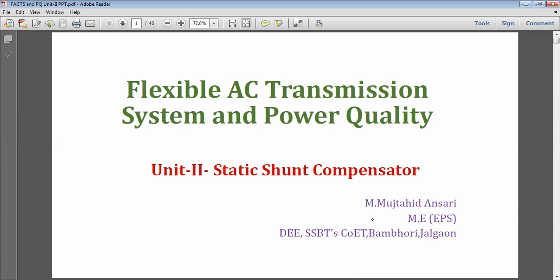Thus, shunt connected fixed or mechanically switched reactors are applied to minimize the line voltage under light load condition. So under light load condition, what happens? The voltage of the transmission line increases. That is the surplus of reactive power, and because of it, the voltage profile increases. To consume that, we connect a reactor in parallel with the transmission line, which consumes the reactive power, and hence maintains the voltage profile of the transmission line.